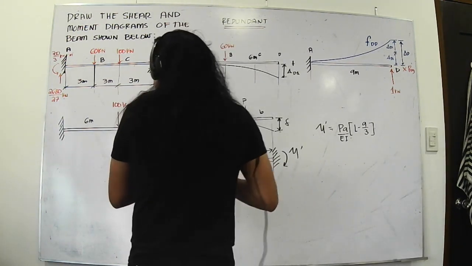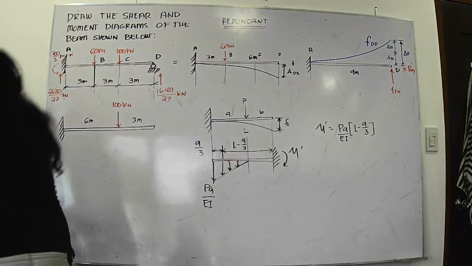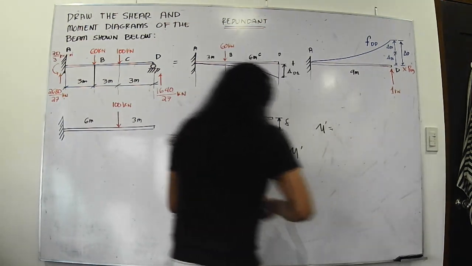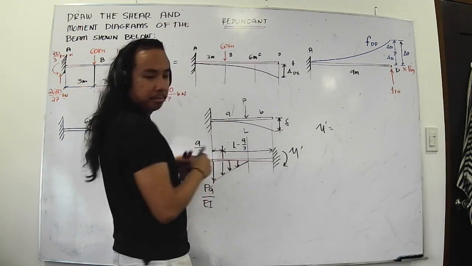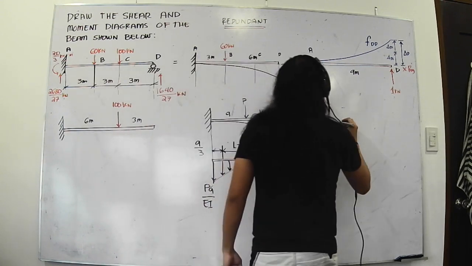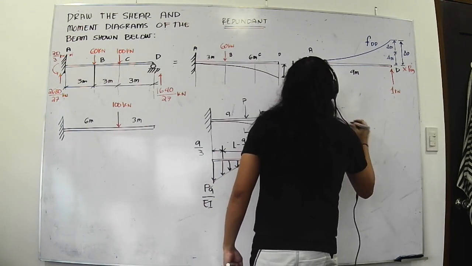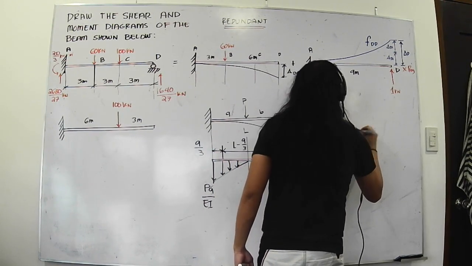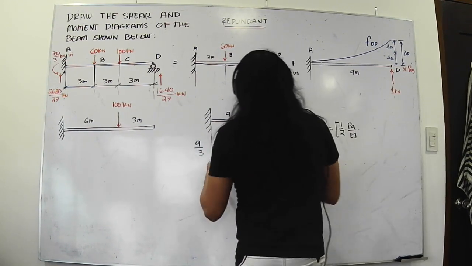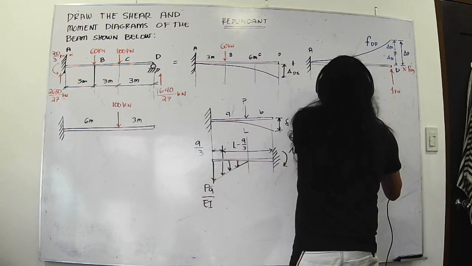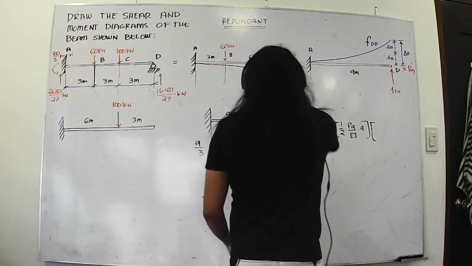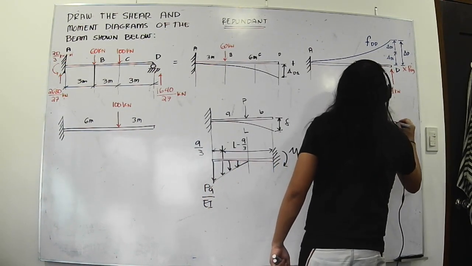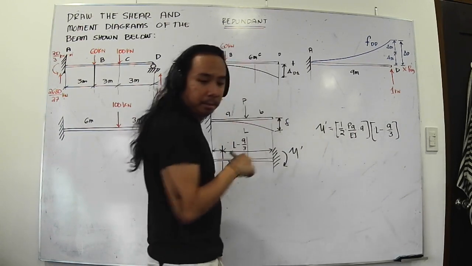Sorry. The area of the moment diagram, this triangle, is equal to 1/2 times PA over EI, which is the height, times the base A, multiplied by L minus A over 3. We have this expression over here.